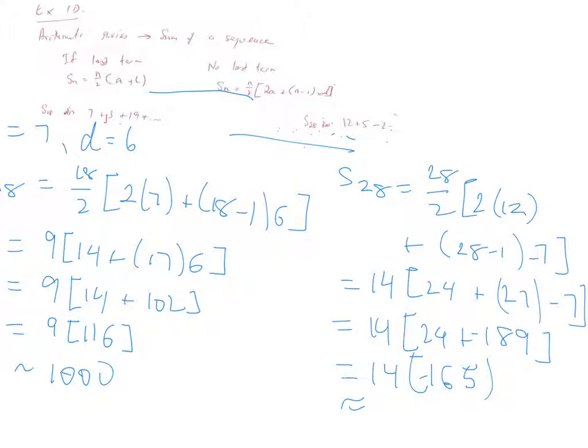I'm not going to go through it on my calculator, but I'm pretty sure you guys can work it out from there. So that's how we find the sum of an arithmetic sequence if we're not given the last number.